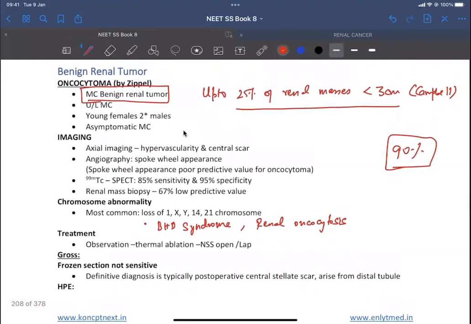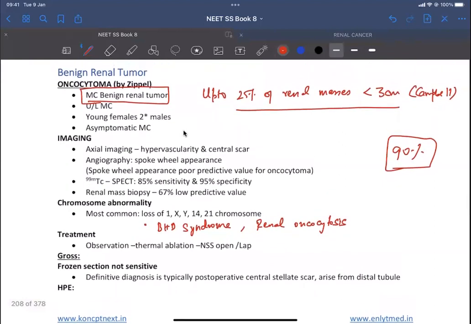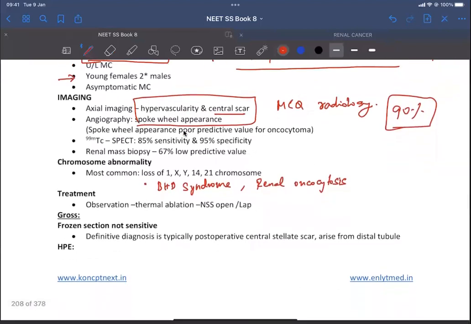So what are the things that you need to know about oncocytomas? Yes, the most common benign renal tumor. It can happen more commonly in females. You can have a central scar or spoke wheel appearance. That's the MCQ based on radiology. But again, this is not pathognomonic. It doesn't necessarily mean that if there's a central scar, it's an oncocytoma.